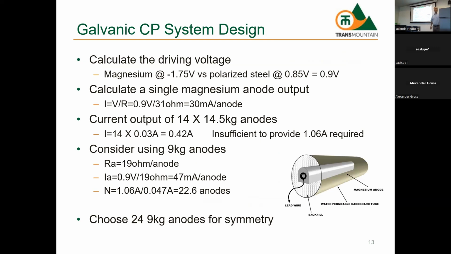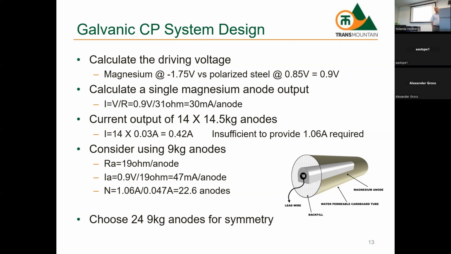All right, moving on with the galvanic CP system design. So now we have the resistance of our anode. We know what the driving voltage is, 0.9 volts between magnesium and steel. That's the polarized steel potential. The previous case study with the galvanized steel that was corroding was at 0.65. For this calculation, we're basing it on the cathodic protection criterion of -850. So that's where we want to get it to and keep it at. So we take -850 and magnesium and get 0.9 volts. We have our resistance of the anode.